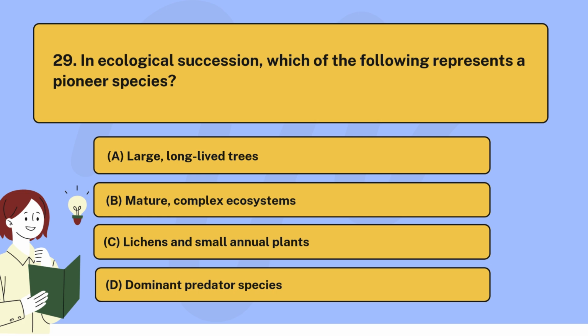Question 29. In ecological succession, which of the following represents a pioneer species? A. Large, long-lived trees. B. Mature, complex ecosystems. C. Lichens and small annual plants. D. Dominant predator species.